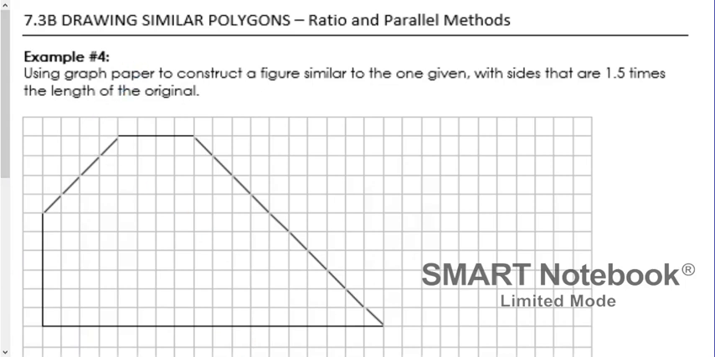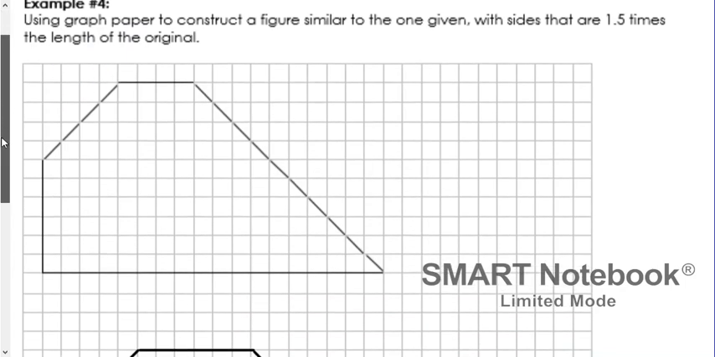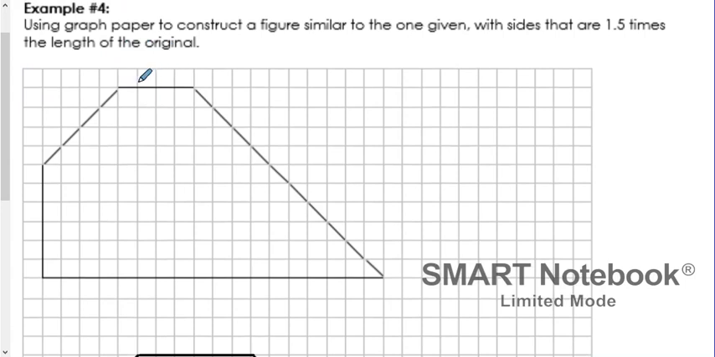Okay, so example 4, we are going to be using graph paper. Using graph paper, construct a figure that is similar to one given with sides that are 1.5 times the length of the original. So first off, let's take a look at what our original side lengths are. This is 4 squares, 6 squares, 18 squares. Now this goes down 4 diagonals, and here we have 10 diagonals.